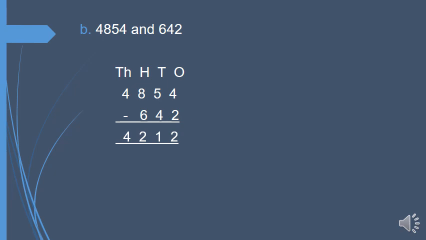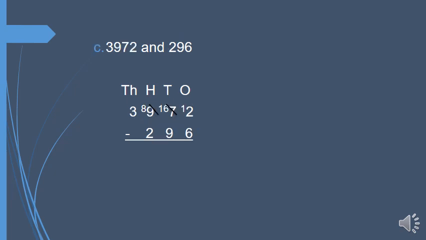Let's move to the next one and see. This one is the one in which we have to carry the numbers. So let's see what the question is. 3972 and 296. That's our question. We have to subtract these two numbers.